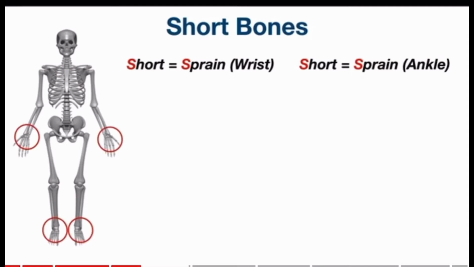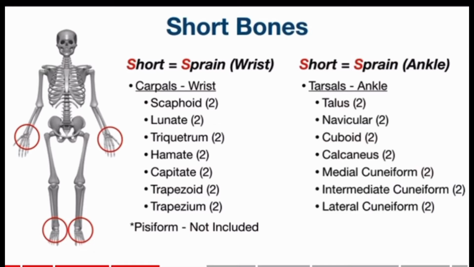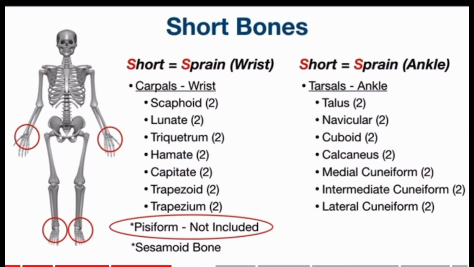Let's look at examples of short bones. As we said before, you can use short and sprain to help you remember wrist and ankle. The carpal bones of the wrist and the tarsal bones of the ankle are short bones. The carpal bones include the scaphoid, lunate, triquetrum, hamate, capitate, trapezoid, and trapezium. The pisiform was left out, which we'll talk about soon. The tarsal bones include the talus, navicular, cuboid, calcaneus, and the three cuneiforms. Let's go back to the pisiform, which is one of the 8 carpal bones in the wrist. Because the pisiform develops within a tendon, it's considered a sesamoid bone, which we'll talk about later. Therefore, the average adult has 28 short bones.